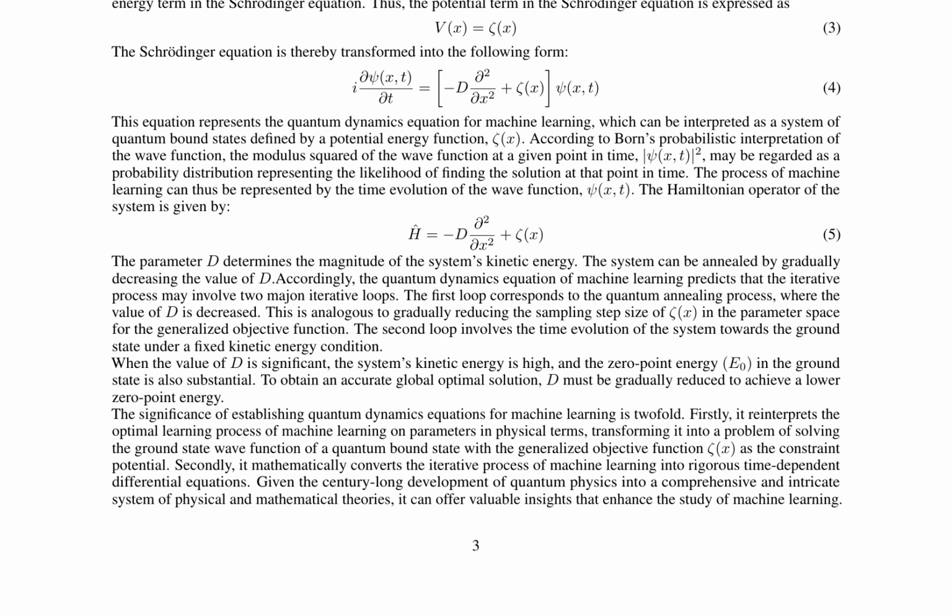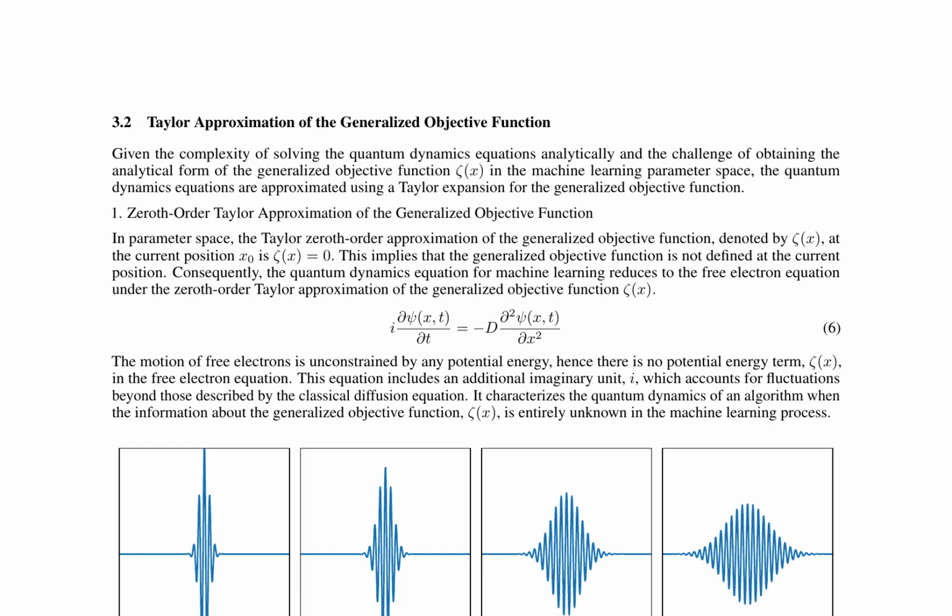This framework offers valuable insights from quantum physics, reinterpreting the optimal learning process in physical terms and mathematically converting the iterative process into rigorous time-dependent differential equations. The authors employed Taylor expansion of the generalized objective function zeta(x) in the machine learning parameter space to approximate the quantum dynamics equations, due to the analytical intractability of solving these equations.